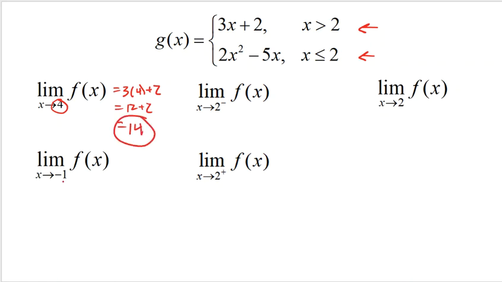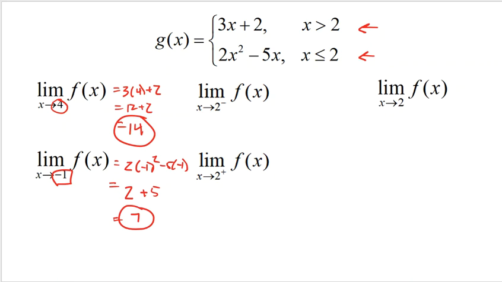All right, what about approaching -1? Well, once again, -1 is less than 2. So I'm going to use that bottom equation. 2 times -1 squared minus 5 times -1. -1 squared is 1. 2 times 1 is 2. -5 times -1 is +5. 2 plus 5 is 7. Hey, 7's a number. That direct substitution tells me if you get a number, that's your answer.